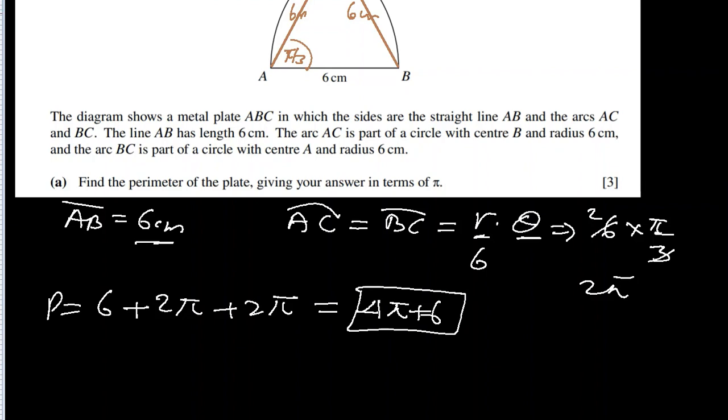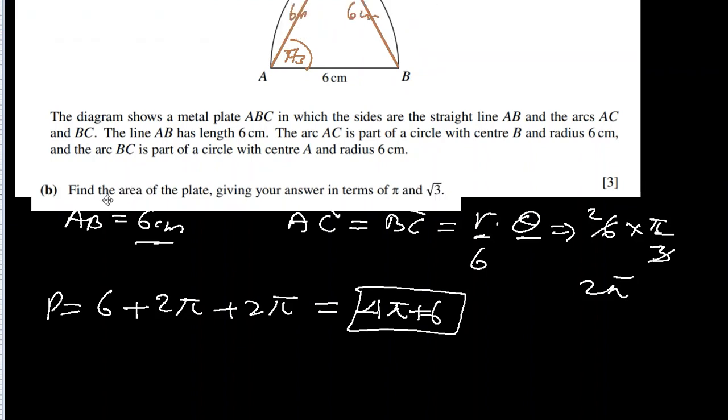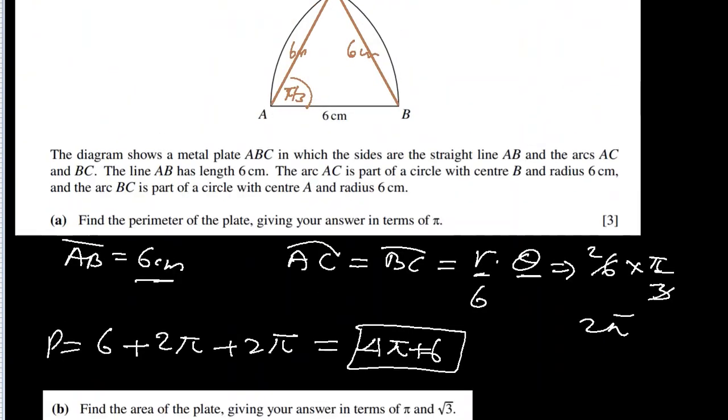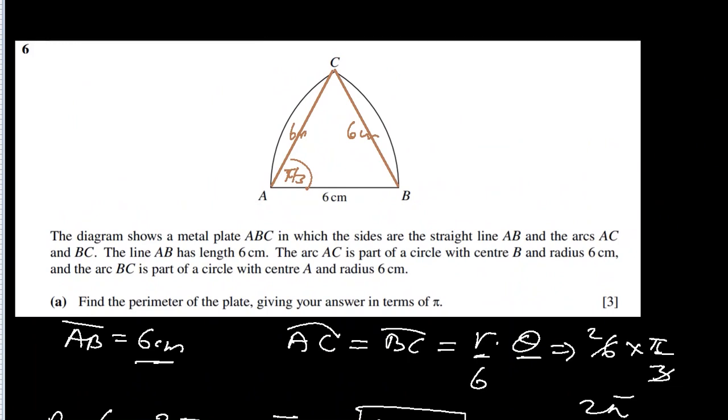Let's see what part B says. It says find the area of the plate giving your answer in terms of pi and square root 3. Okay, let me plan this way. If I find the area of one of the sectors, this one, I will find most of the area, only this small segment will be left.